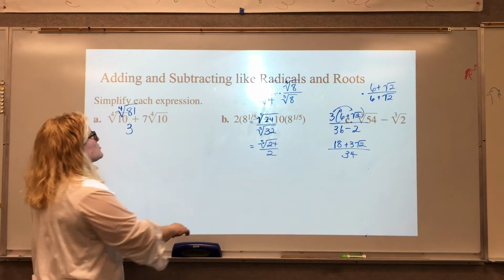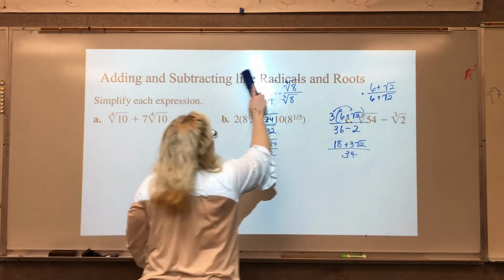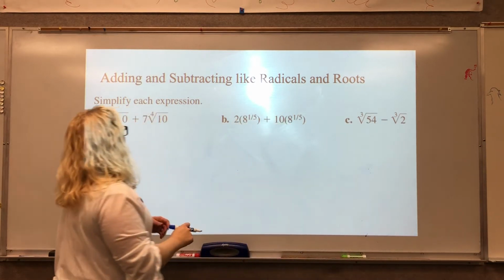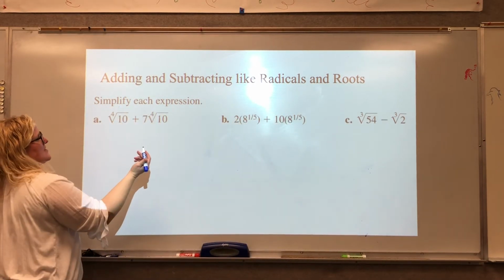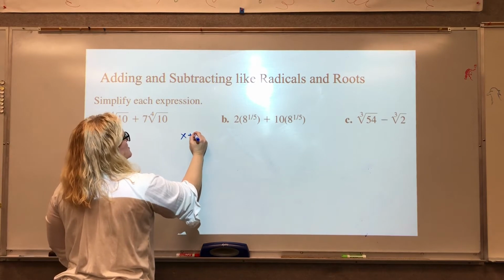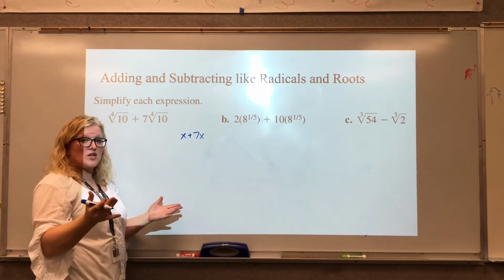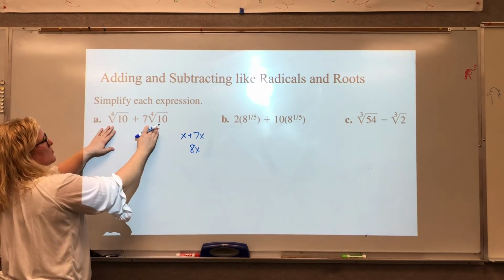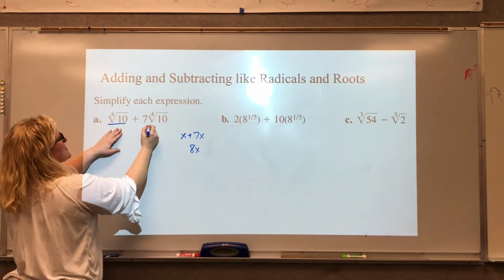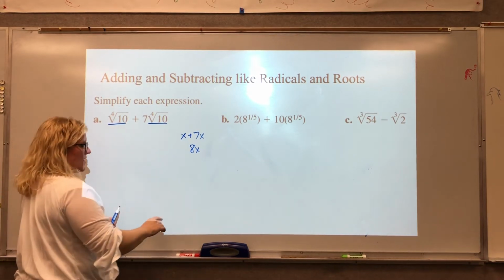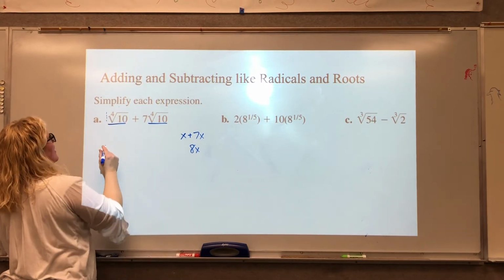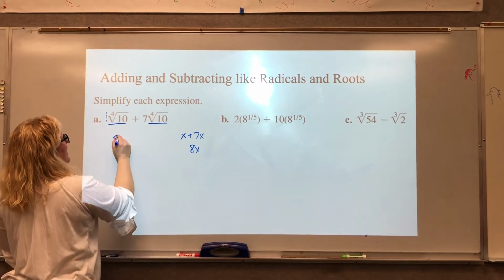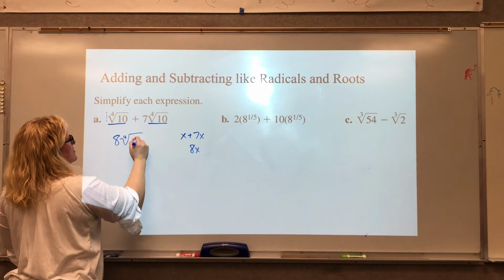All right, adding and subtracting like radicals and roots. Okay, what is x plus 7x? Pretty easy, right? It's 8x. Well, that is exactly the situation we have here, except x is the 4th root of 10. So here I have my invisible 1. I have 1 of these, and I'm adding 7 of these, so I get 8 times the 4th root of 10.